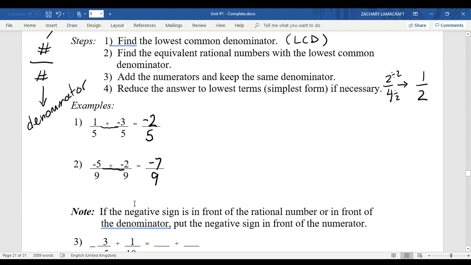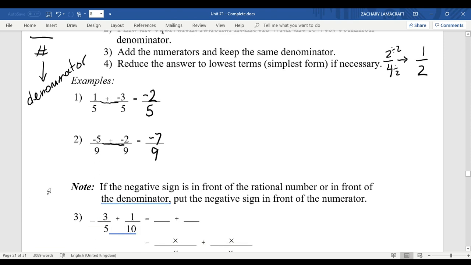You'll also notice, and I've done it subconsciously, that the negative signs are always beside the numerator. So if the negative sign is in front of the rational number or in front of the denominator, we want to move that right away to in front of the numerator. So you see what I've done right here?